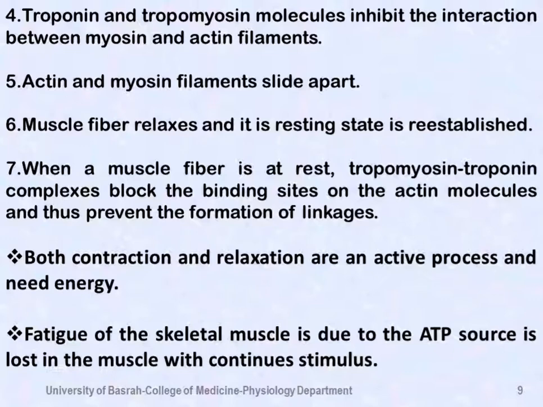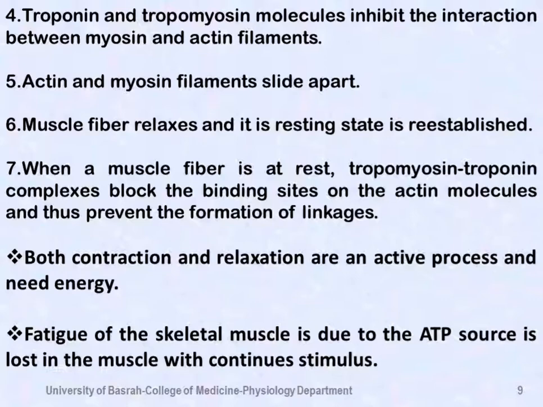Actin and myosin myofilaments slide apart and the muscle fiber relaxes, returning at resting state to its original length. When a muscle fiber is at rest, the tropomyosin-troponin complex blocks the binding sites on the actin molecules and thus prevents the formation of linkage and the interaction between actin and myosin. Both contraction and relaxation are active processes and need energy.